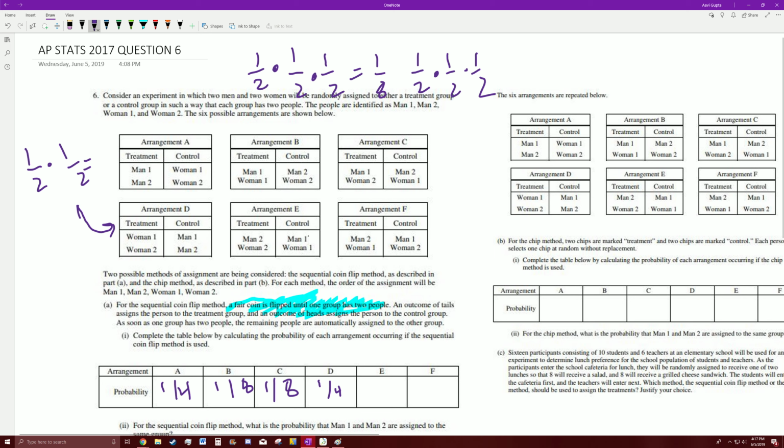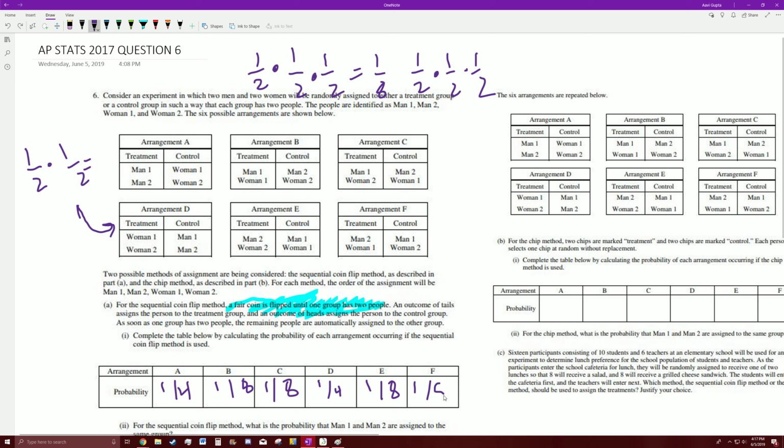Okay, E. Man 1 flips a coin, gets that. Man 2 flips a coin, gets that. Woman 1 gets that, and then she's automatically assigned. So a half times a half times a half is 1/8. And then the same situation for F, man 1, man 2, except now woman 1 and woman 2 are swapped. So 1/8 again.